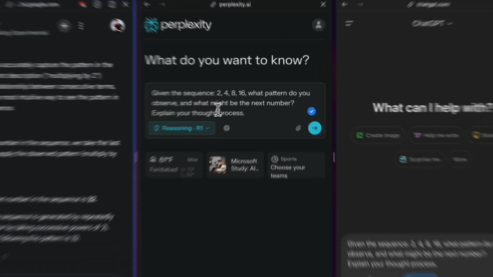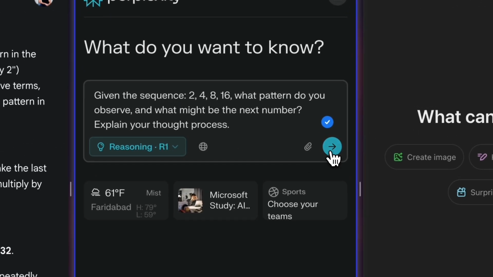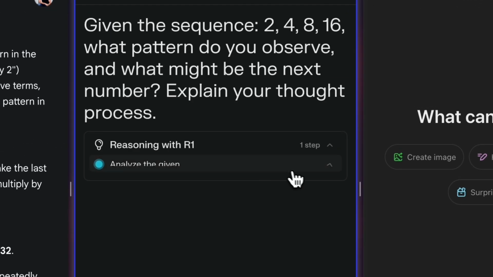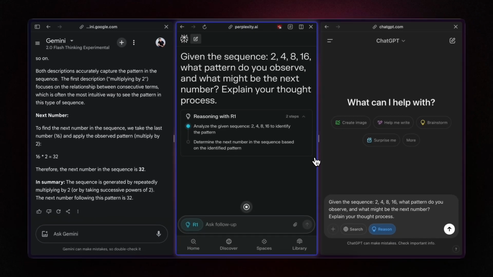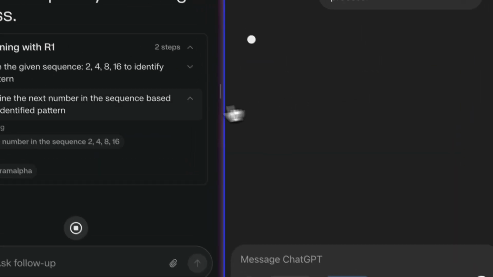All right. So let's see what DeepSeek gives us. And it's going to analyze the stuff. Meanwhile, let's also see what ChatGPT comes up with.